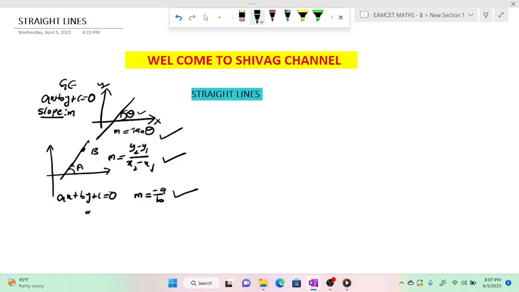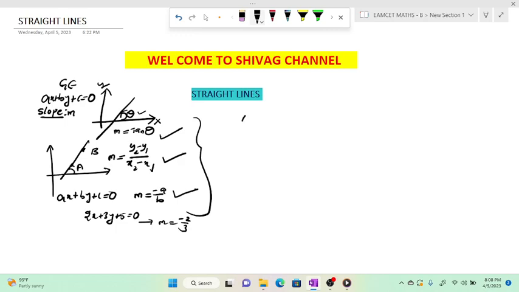Suppose the equation is 2x plus 3y plus 5 is equal to 0. In this case, slope m is equal to minus a by b. Here a means the coefficient of x, b is the coefficient of y. Minus a by b means the slope of this line is minus 2 by 3. These are the slope formulas. We have only 3 slope formulas. Next, applications of this slope.